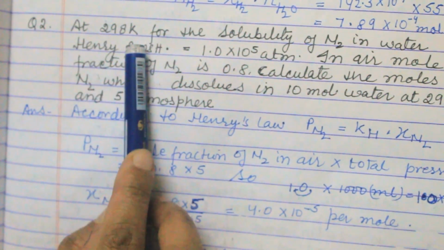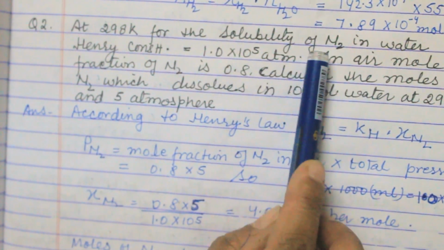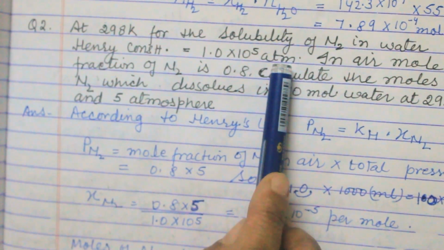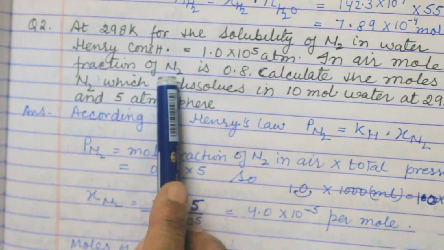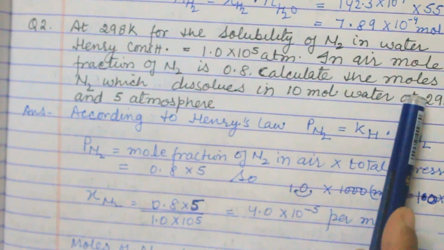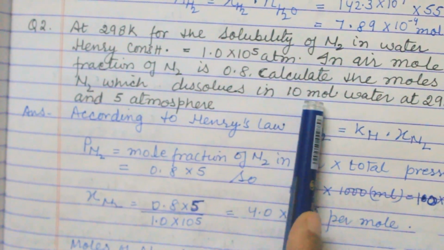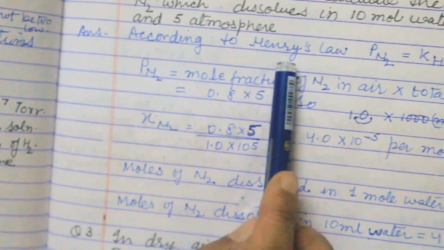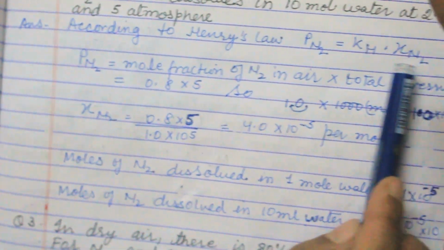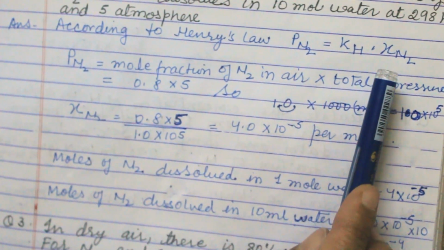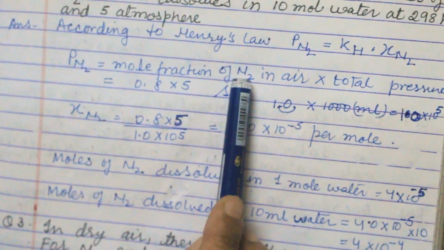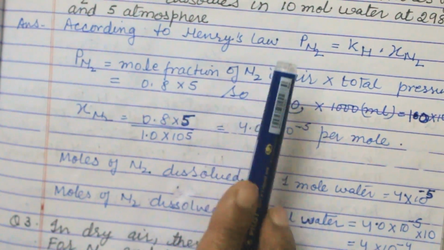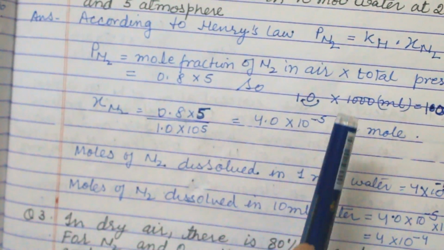So according to this formula, we get the answer. Now next, at 298 Kelvin for the solubility of N2 in water, the Henry constant Kh is this. In air, the mole fraction of N2 is 0.8. Calculate the moles of N2 which dissolve in 10 moles of water at 298 Kelvin and 5 atmosphere. So according to Henry's law, we get this formula. We have to take out the pressure and the mole fraction of N2. The mole fraction according to the question is 0.8 and the total pressure is 5 atm.